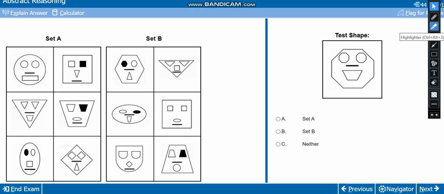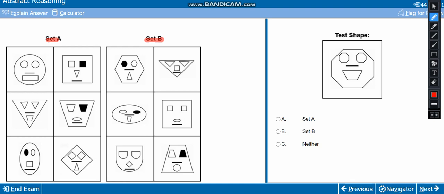In this abstract reasoning question, we have two sets, set A and set B, and within the two sets are shapes that are configured to somewhat look like faces. Now, don't let this throw you off guard. Remember, when doing abstract reasoning questions, always focus on the shapes, don't get distracted, and just try and recognize a pattern going on.